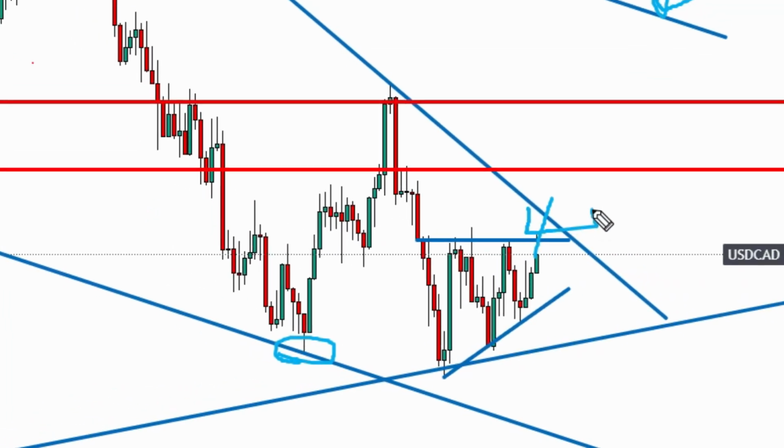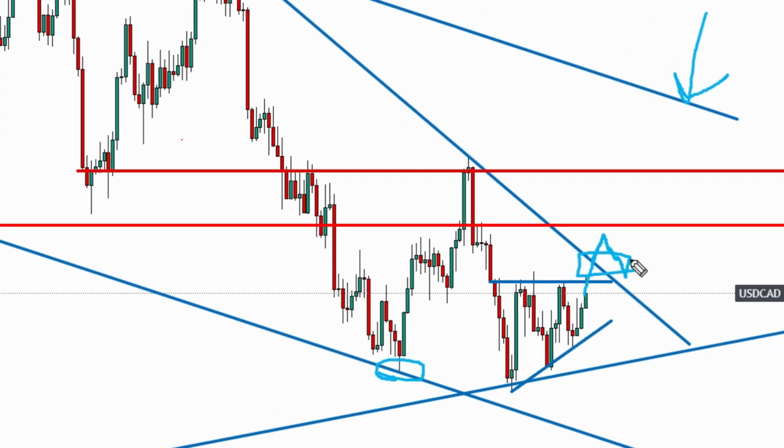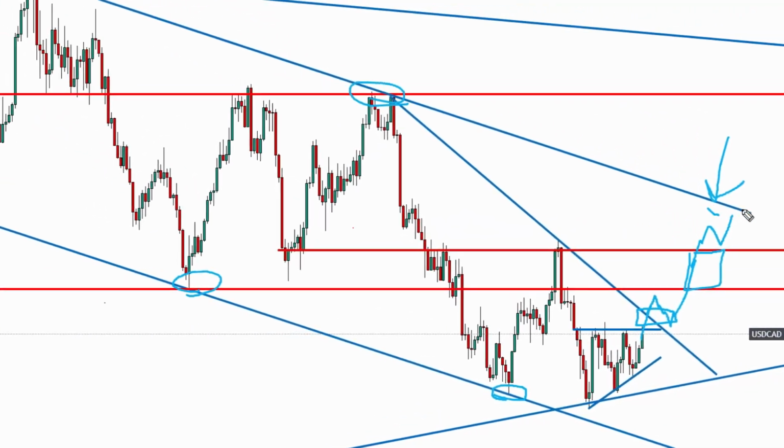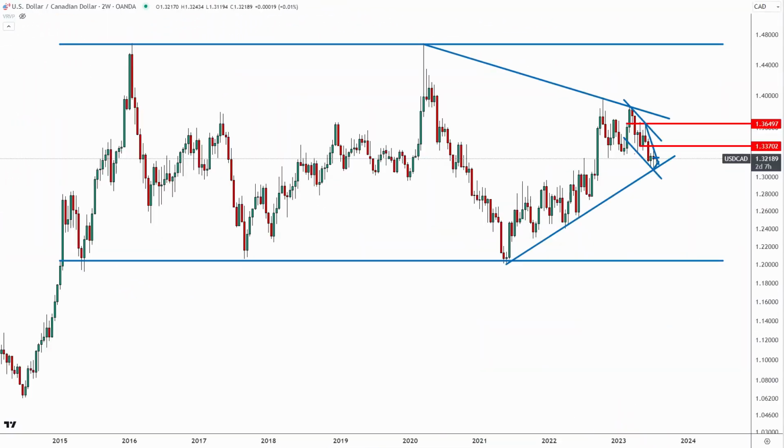Today, we are going to take a look at the US dollar versus the Canadian dollar ahead of today's FOMC. I'll show you some key levels to keep in mind, including where I'm looking to trade this pair and some targets to watch.